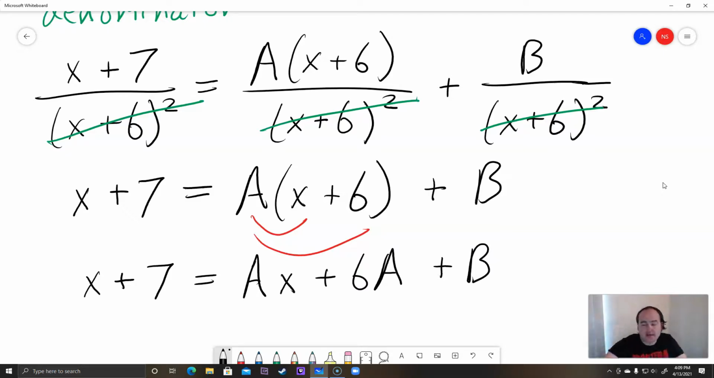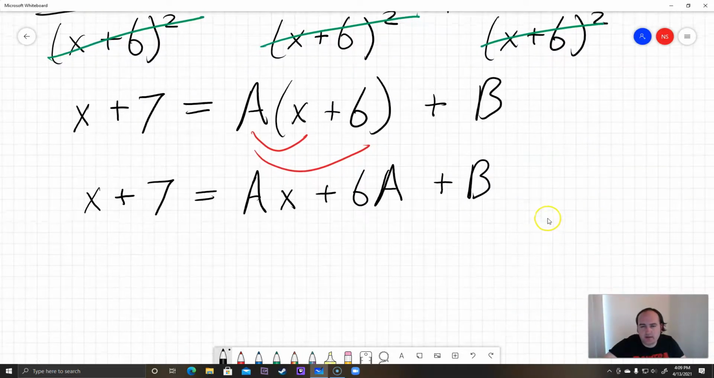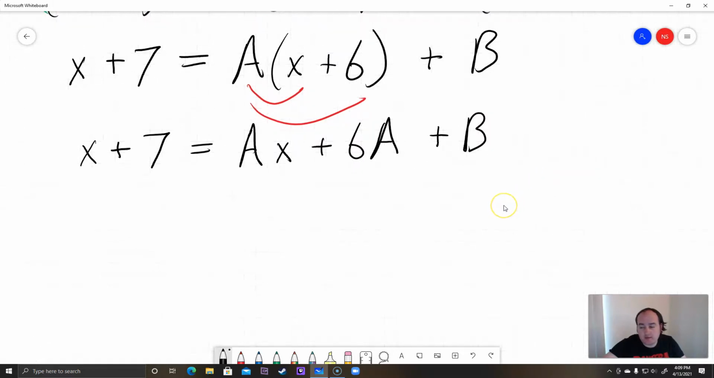And then just like in the last problem, we're going to equate the coefficients of like powers. So here the powers are the x's and then the constants. Equating the x's, here the coefficient is 1, so we have 1x equals ax. But remember, we're just equating the coefficients, so the numbers in front. And a is considered a number because it's an unknown, it's not a variable.